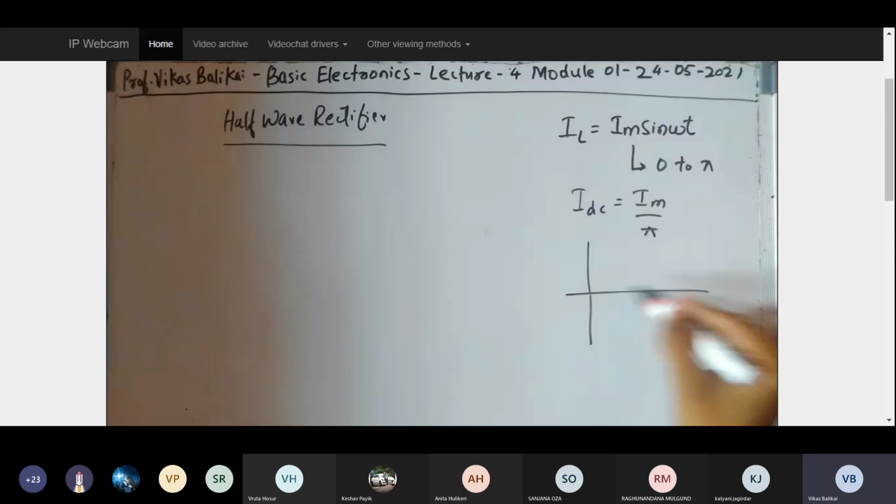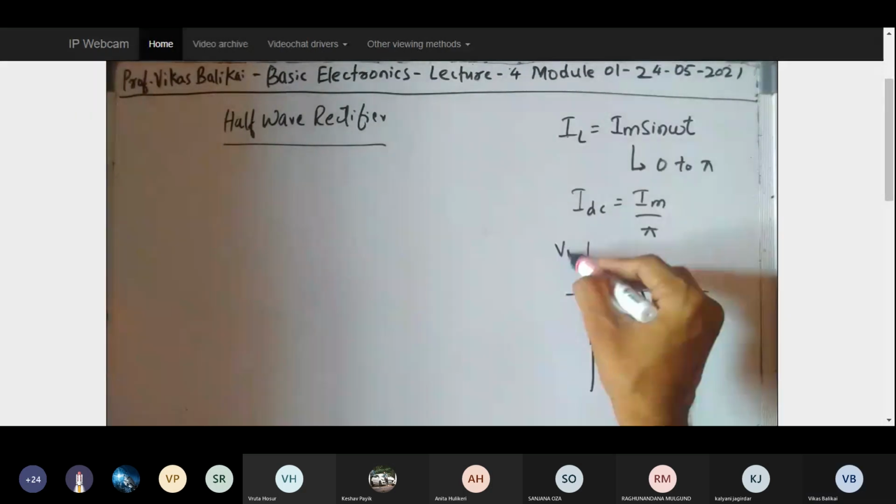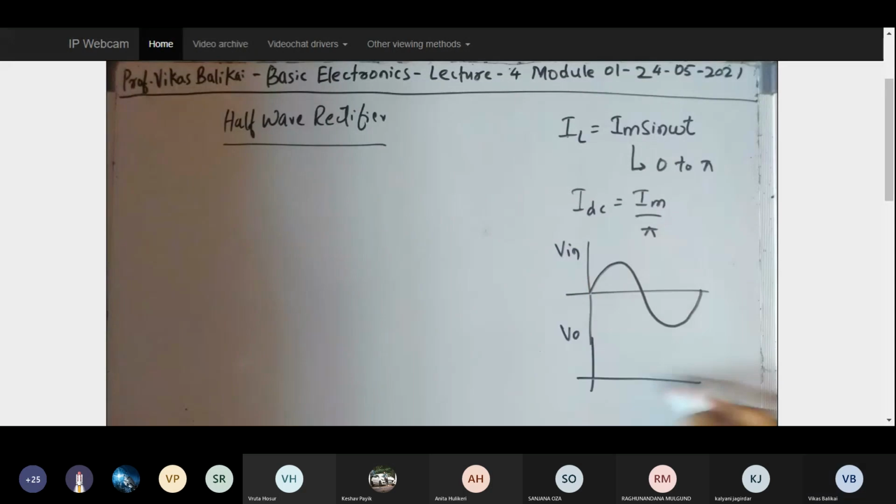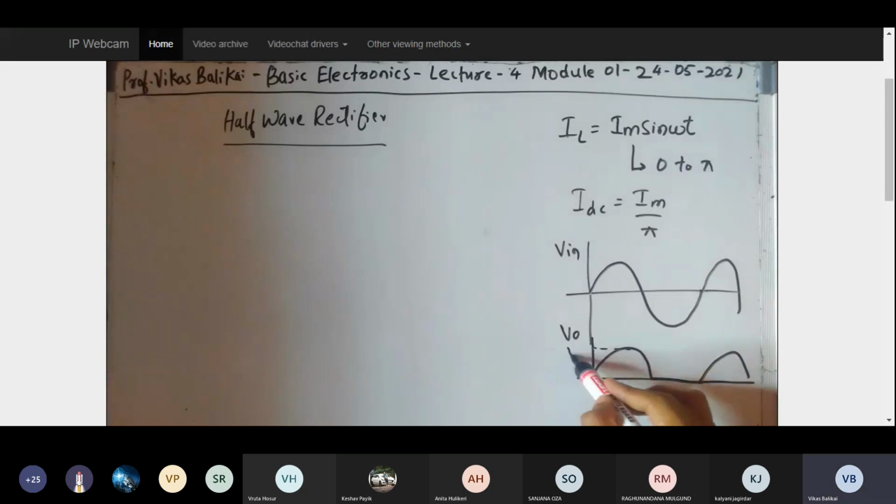Like if I say this is my input, my output would be something like this. So this is my Im or Vm. If I talk in terms of current, it will be Im. If I talk in terms of voltage, it will be Vm.